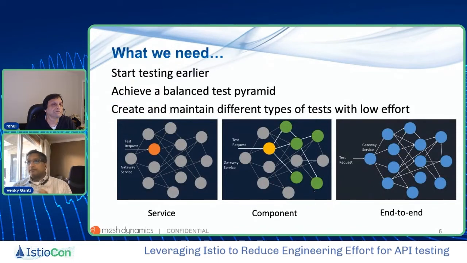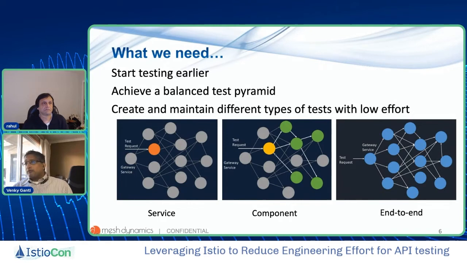What we need, right? We want to first of all start testing earlier, shift left as early as possible, right? And we want to achieve a balanced test pyramid in that context. We want to place more emphasis on unit tests, then service tests, and component tests, and finally end-to-end tests, which are much more expensive to create, maintain, and run as well, right?